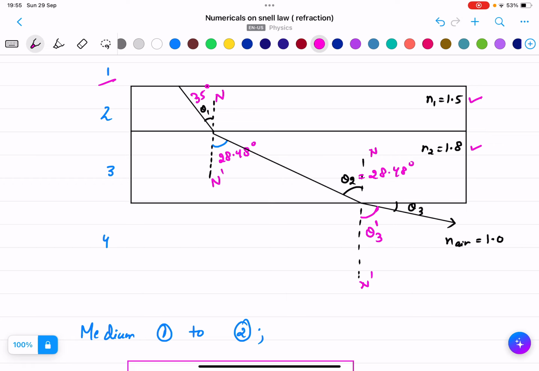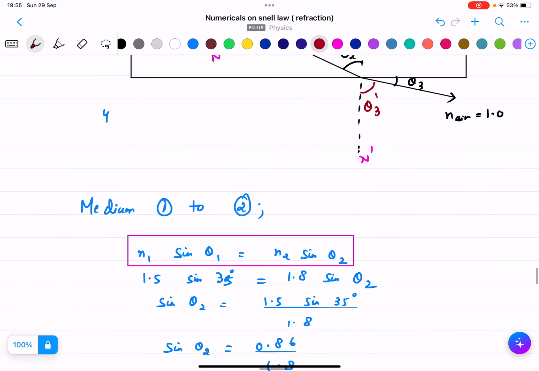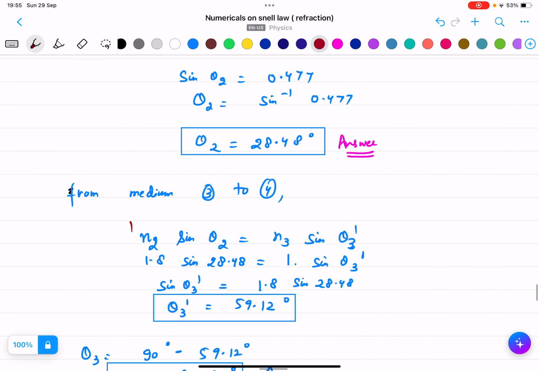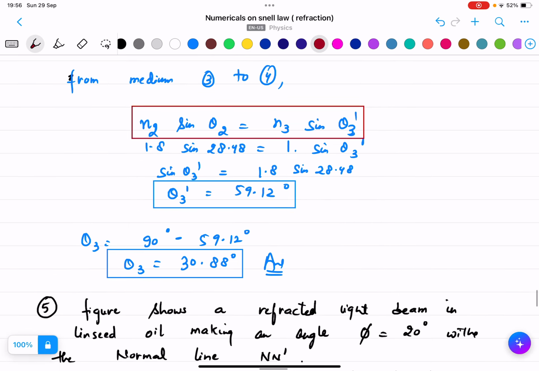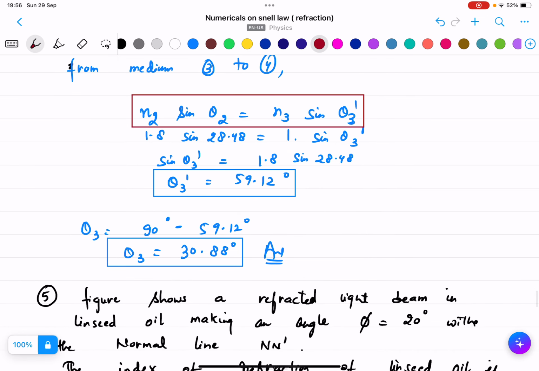Let us mention it is theta 3 dash. Let me just do it with another color. Let us say theta 3 dash. So we will find out this angle first. So now we will again do this. N2 sine theta 2 equals N3 sine theta 3 dash, and then we will put the values. N2 is now 1.8 and now it is going to air. Air is 1. So we'll put the values and we'll find out theta 3 dash equals 59.12 degree.